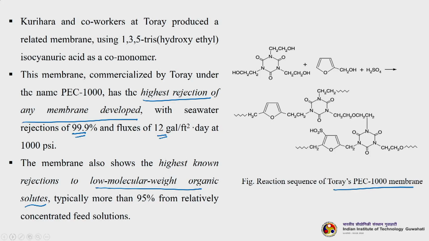So, you need to balance things, because what is the real intention? Are you going to use the RO permeate as potable water? Then you need to get rid of all these things. So, for that maybe this particular membrane looks good, of course, with a little compromise on the flux.